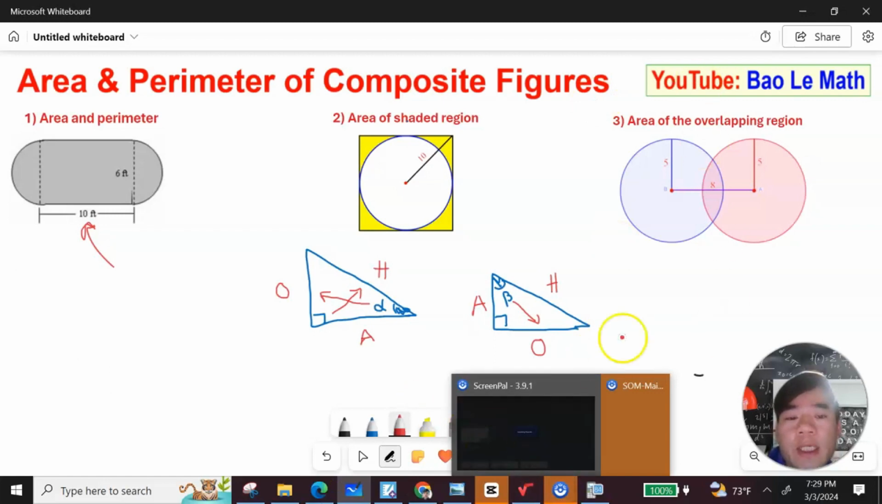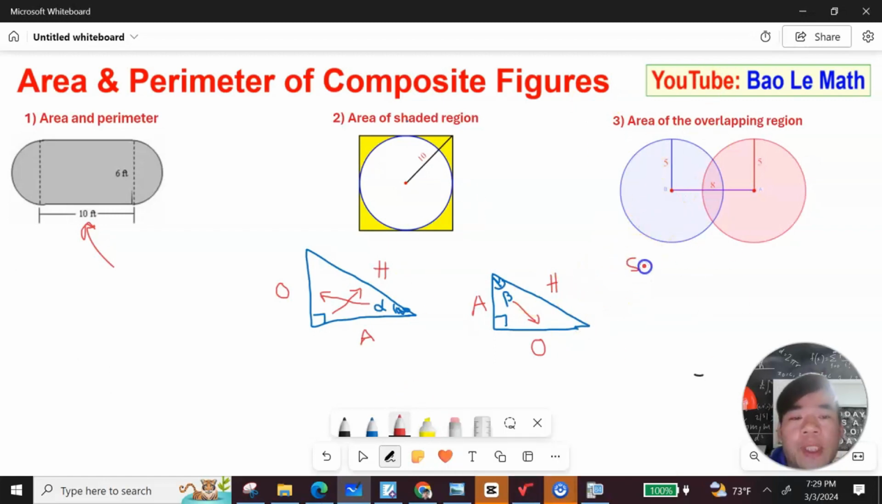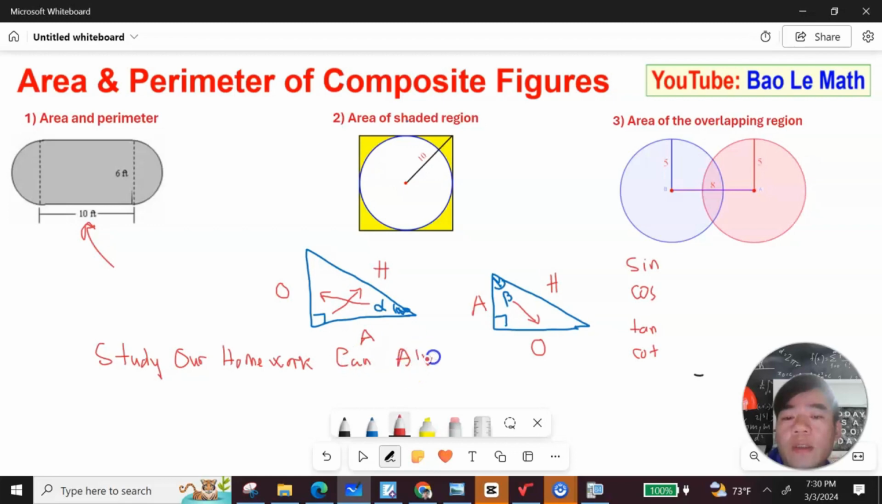But how do I use sine, cosine, tangent, and cotangent? I'll show you a trick to memorize these. I have a sentence: study our homework can always have to obtain achievement.